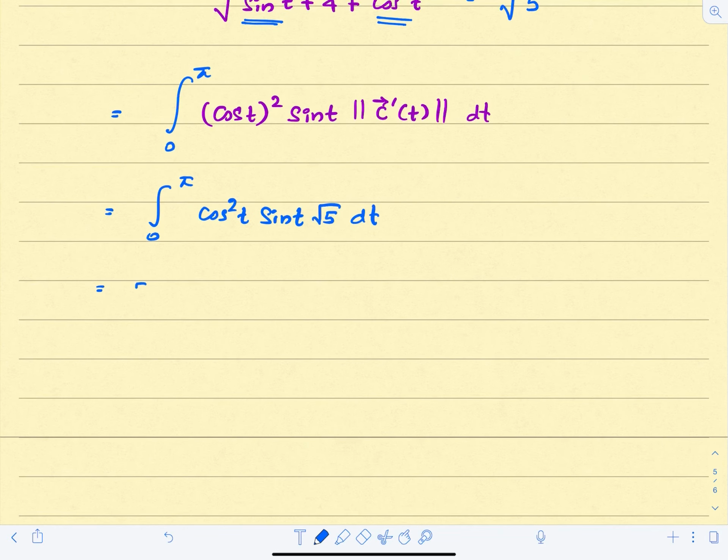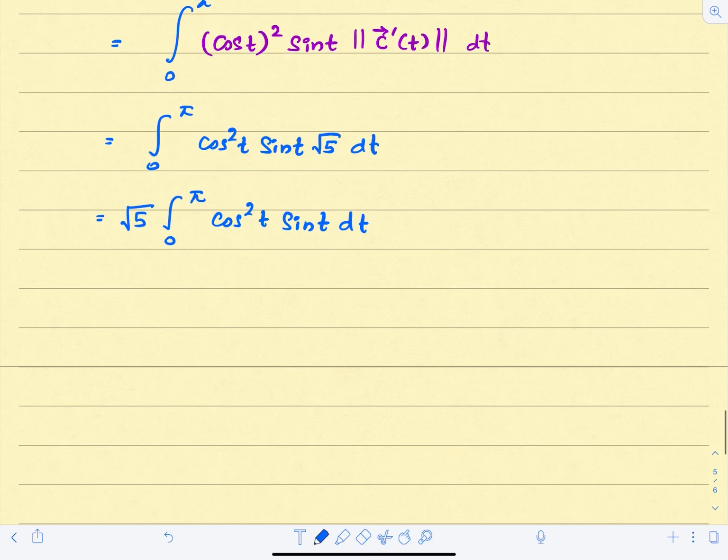Of course root 5 is a constant, so let's pull root 5 out of the integral sign. Now we have the integral of cosine squared t sine t dt. Now to solve this trigonometric integral, we need to use a substitution. Now in calculus 2 we learned substitutions, and here we should use u equals cosine t, then du becomes the derivative of this, which is negative sine t dt.